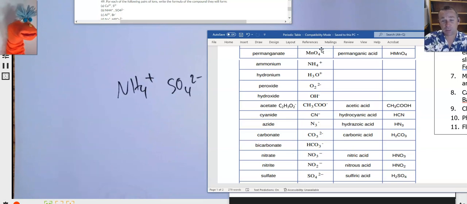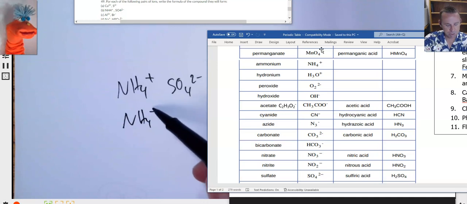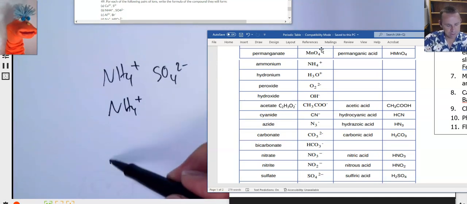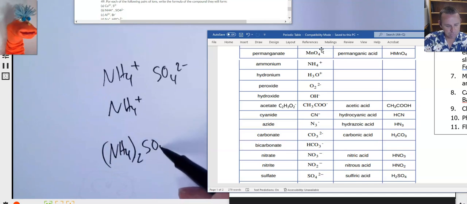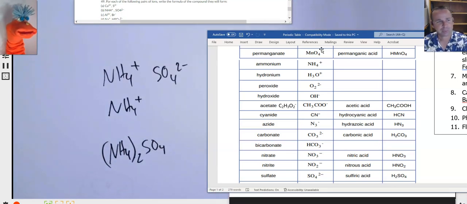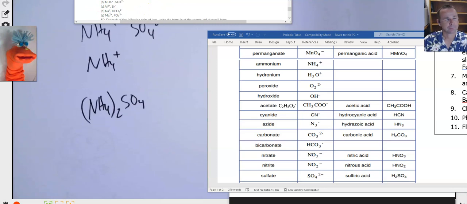So how are they going to come together? You're going to need two ammonium ions. And the way we indicate that is we say (NH4)2, two of those coming together with one of these, SO4. Okay, good. Ammonium sulfate.